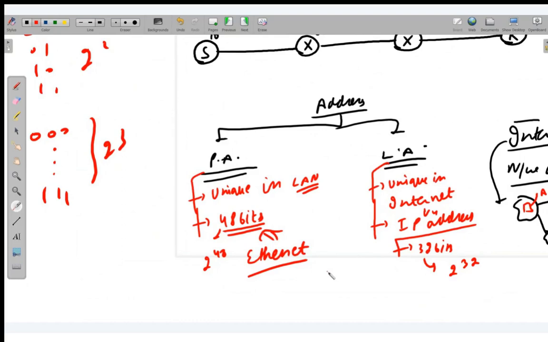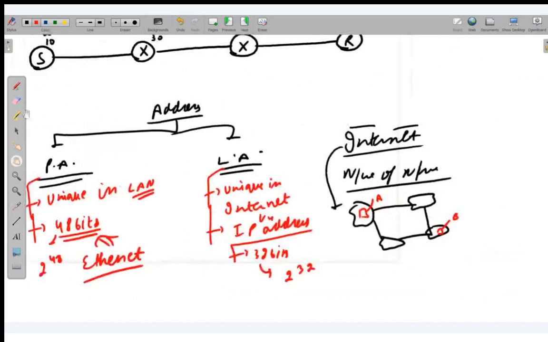So physical address is of 48 bits, and I had used the term Ethernet. When Ethernet is used, then it is 48 bits. But if I am using some other protocol, it might be of 20 bits. If I am using some other protocol, it might be of 10 bits. So there is no standard. No standard means that in this LAN, Ethernet is used, but in this LAN some other protocol is used, and in this LAN some other protocol is used.